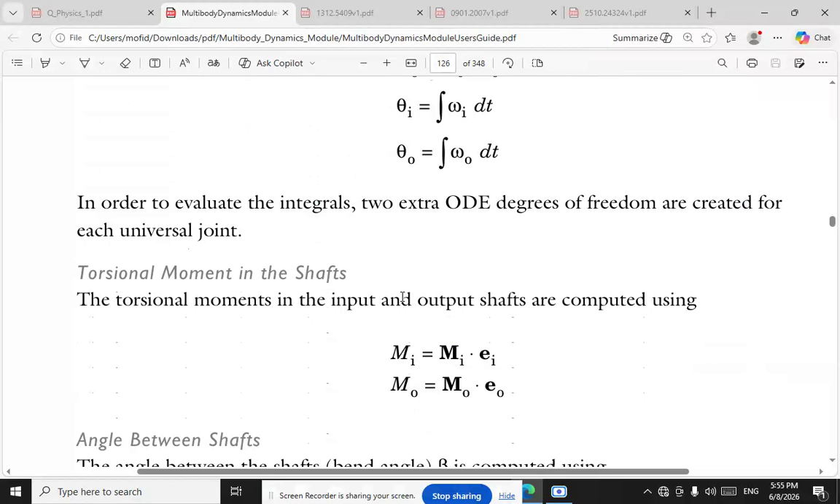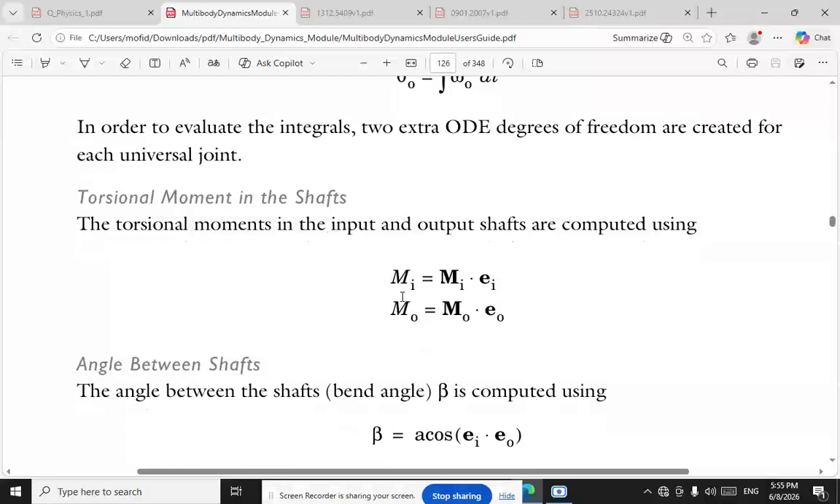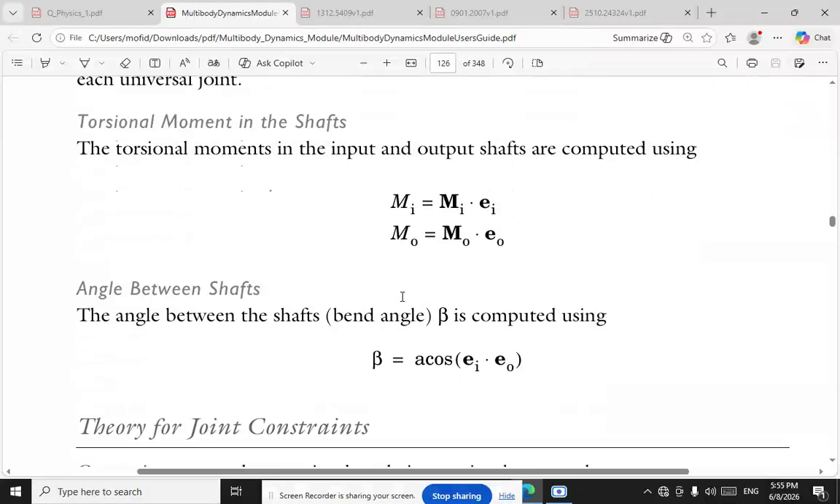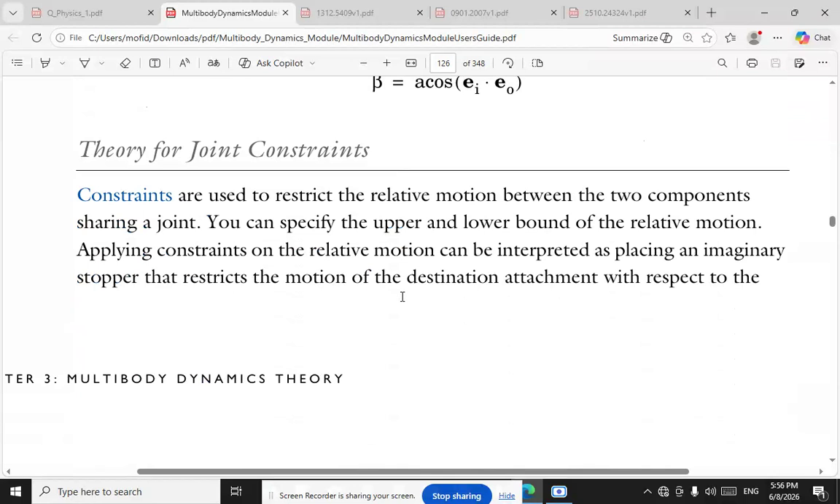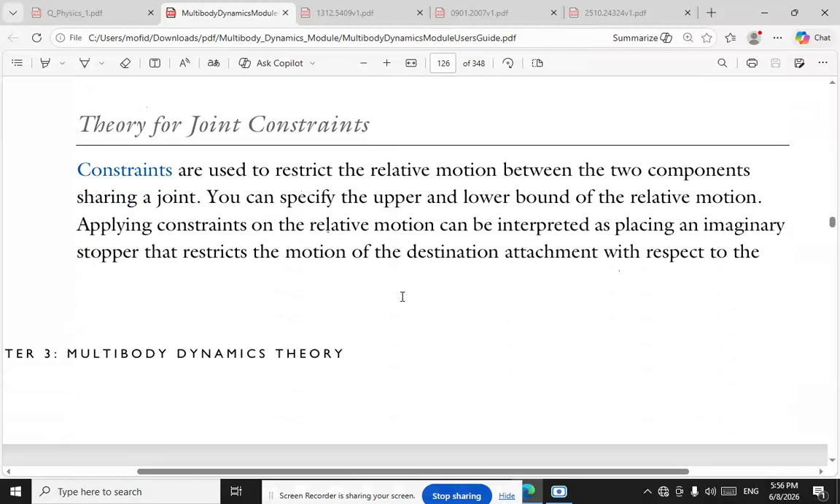Now I want to go through the torsional moment in the shafts. The torsional moments in the input and output shafts are computed using M_I is equal to M_I multiplied by e_I, M_O is equal to M_O multiplied by e_O. Angle between shafts: the angle between the shafts, the bend angle beta, is computed using beta is equal to arc cosine of e_I multiplied by e_O. Now I want to go through the theory for joint constraints.